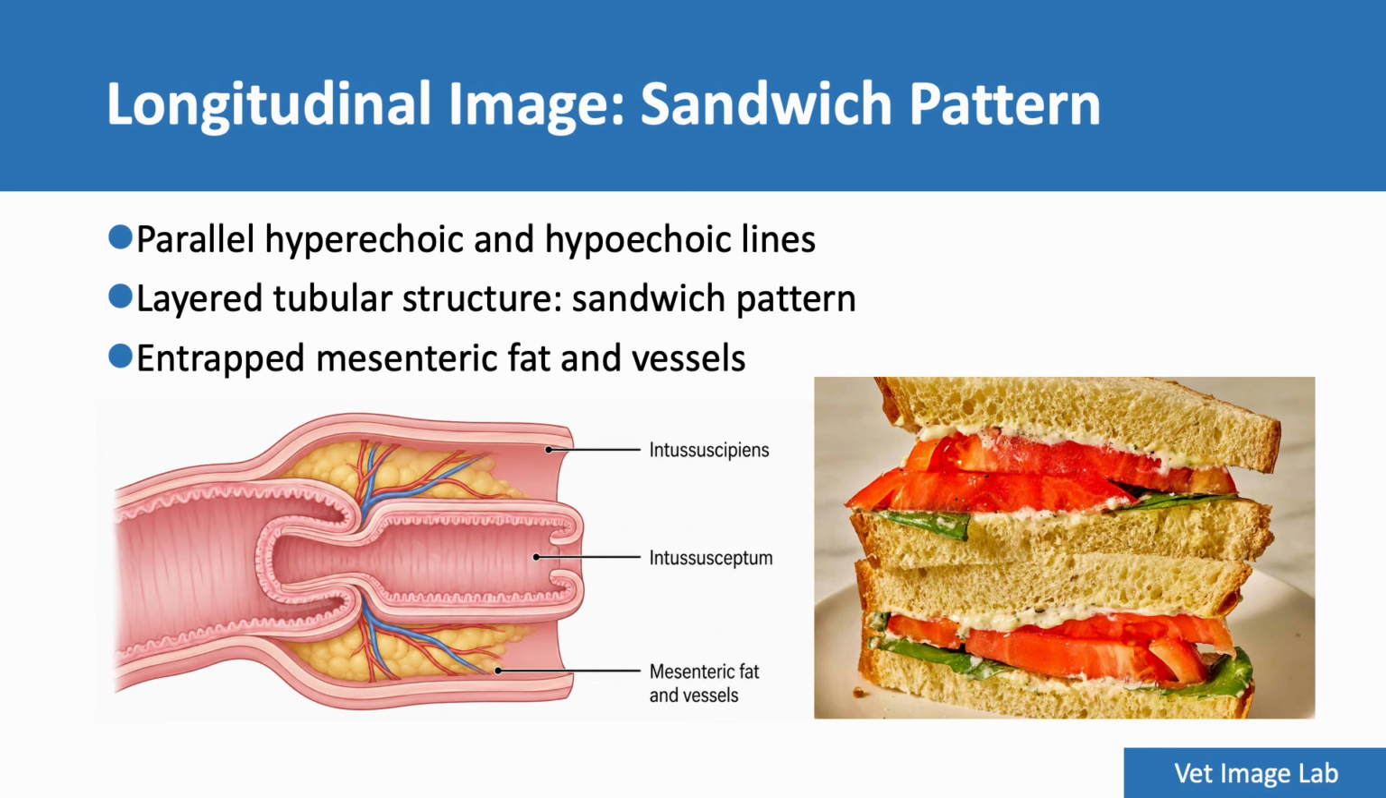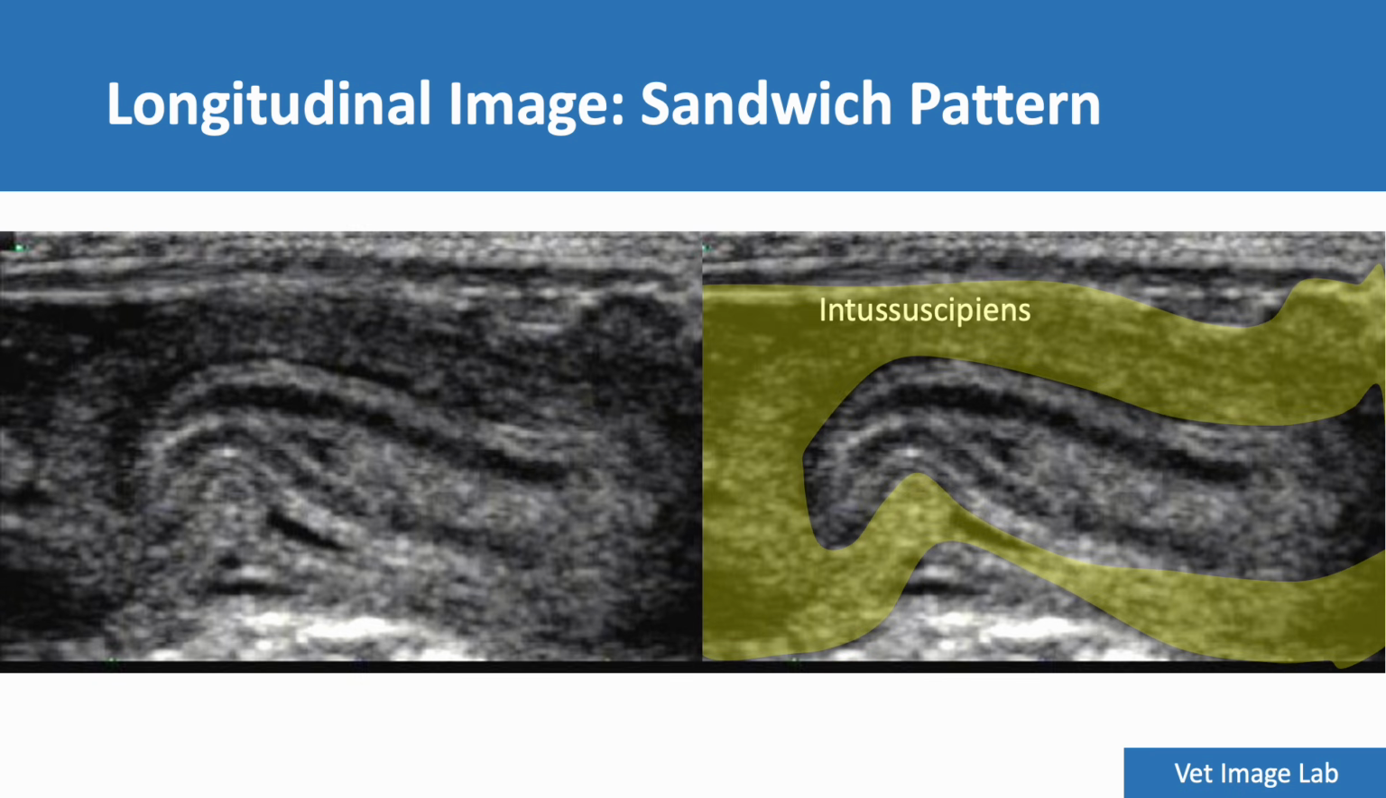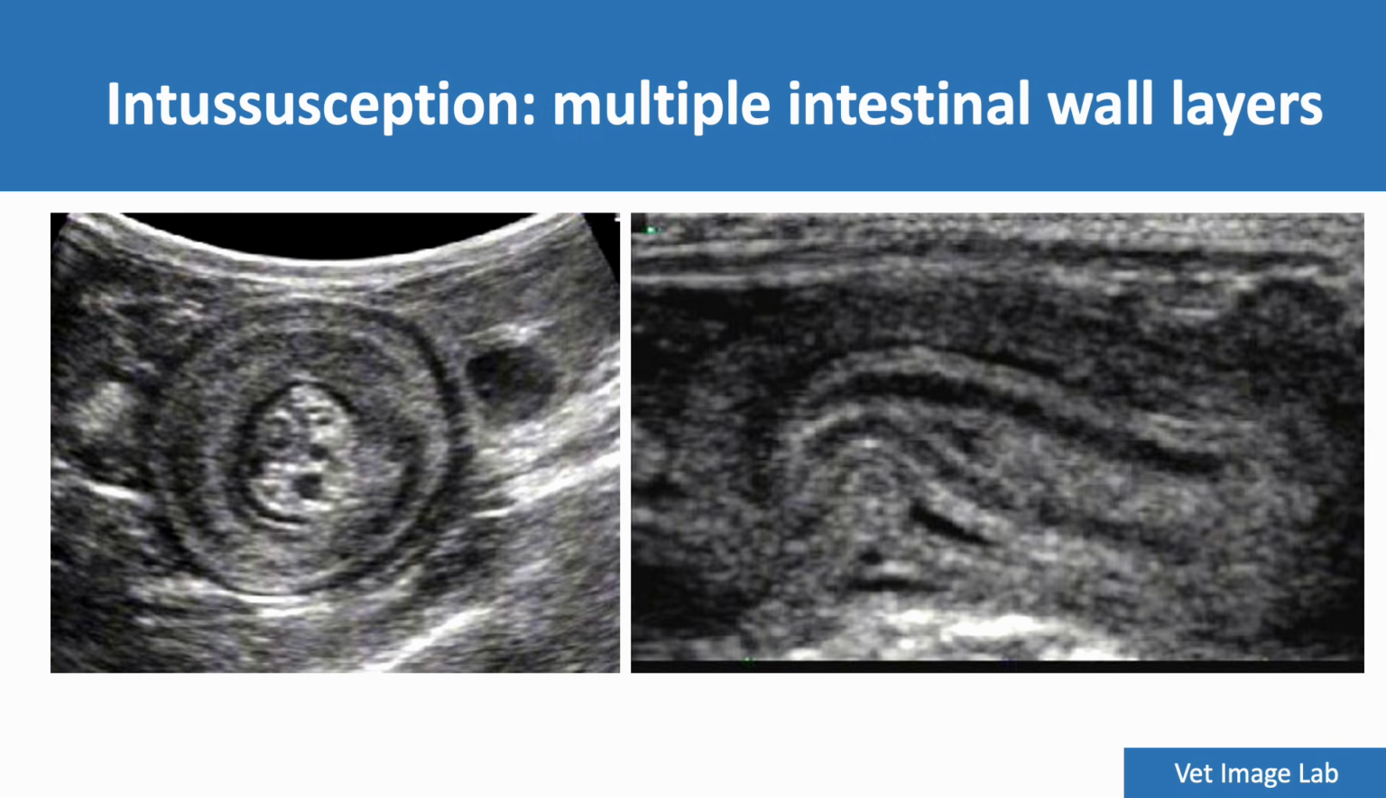The longitudinal view is very important because it helps confirm that the transverse target sign is truly caused by a bowel-within-bowel configuration. In this image, the outer component of the lesion is highlighted. This is the intussuscipiens, the receiving bowel segment. Inside the outer segment, the invaginated bowel segment appears as a central elongated structure with parallel hyperechoic and hypoechoic lines. This structure represents the intussusceptum.